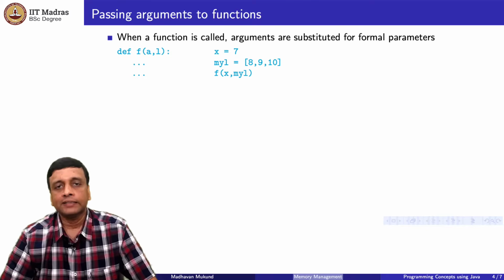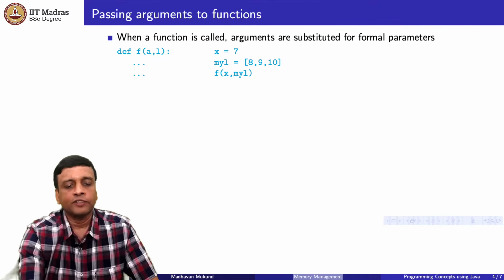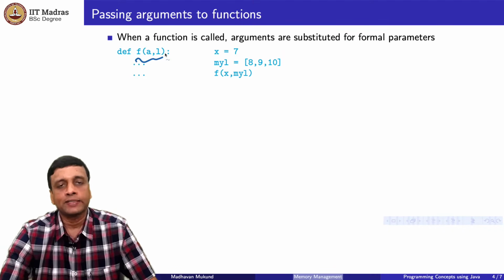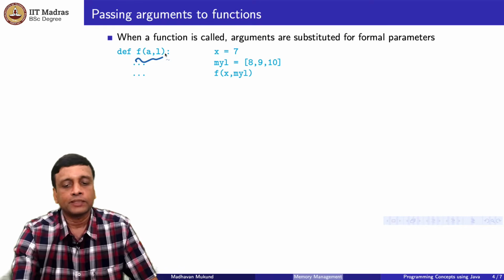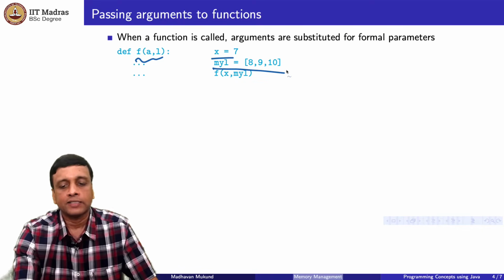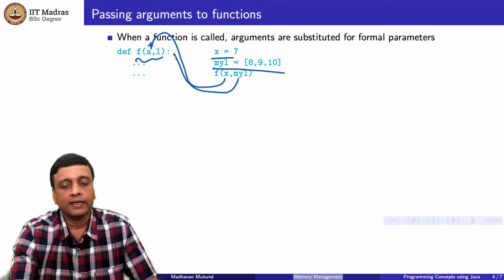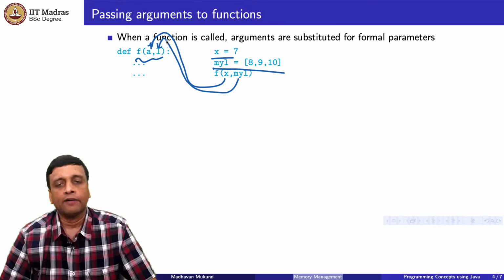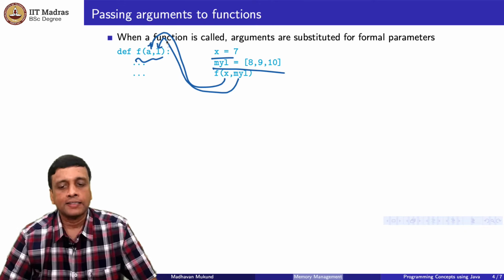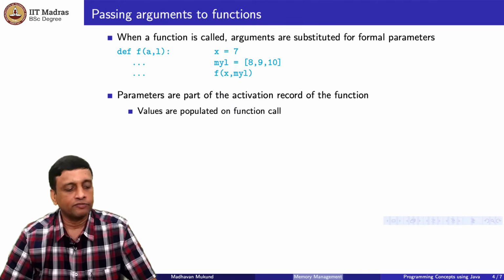So one thing we mentioned there is that n was actually stored on the stack as an argument to factorial. When a function is called, the arguments are actually substituted for the formal parameters in the function definition. So if I have some function like this, for instance, f, which has two arguments a and l, and then I set up some code where I set x equal to 7 and my l equal to 8, 9, 10, and then I call it, then what this means is that x is going to play the role of a in the function and my l is going to play the role of l in the function. So I have to substitute the values that I pass as arguments for the formal parameters in the function.